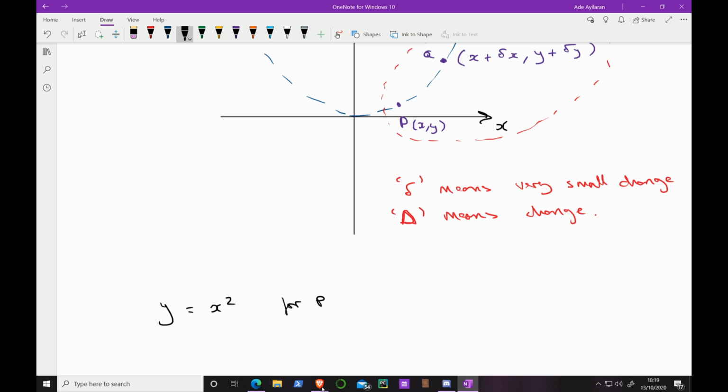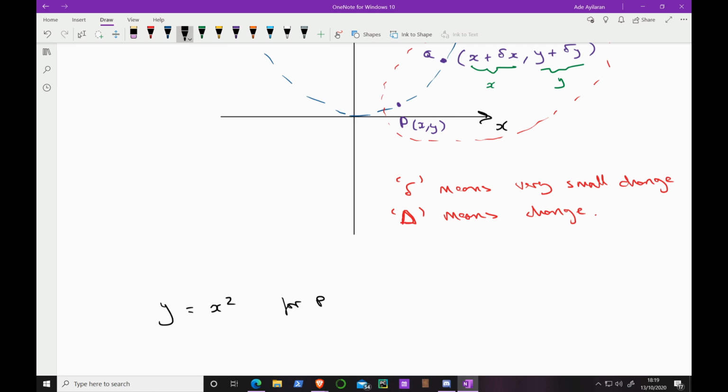Is it x squared plus delta x? Nope. Oh, you just squared the entire thing. Yeah, because this whole thing represents X, and this whole thing represents Y. It's just that they are a certain distance away from the X and Y here.